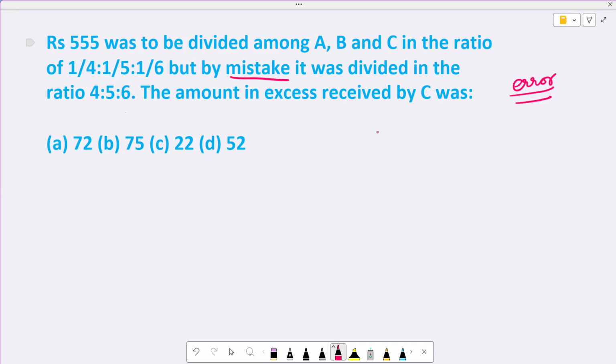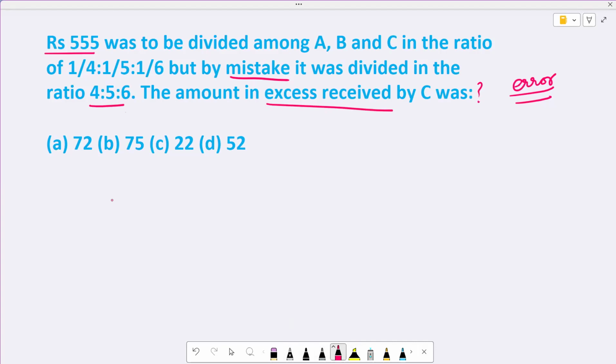Here the question says, Rupees 555 was to be divided among A, B, and C in the ratio of 1 upon 4 ratio 1 upon 5 ratio 1 upon 6. But by mistake, it was divided in the ratio 4 ratio 5 ratio 6. So the amount in excess that was received by C was, so this is what the question is asking.